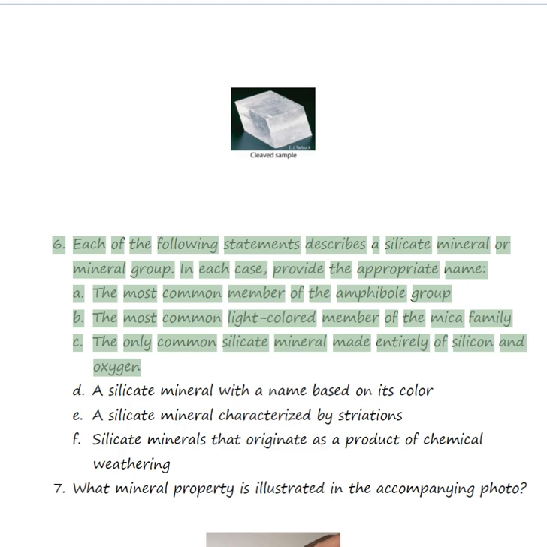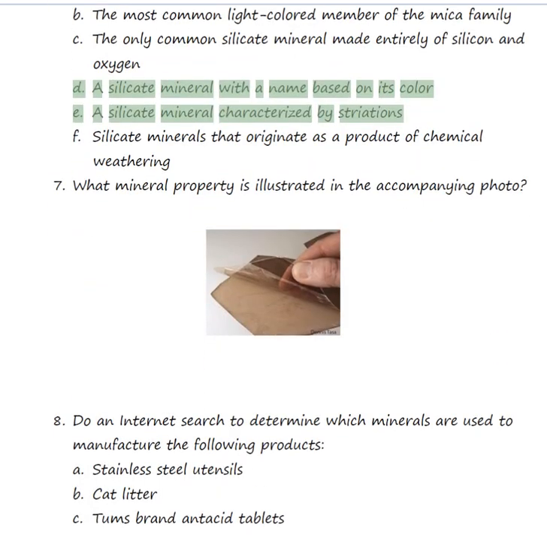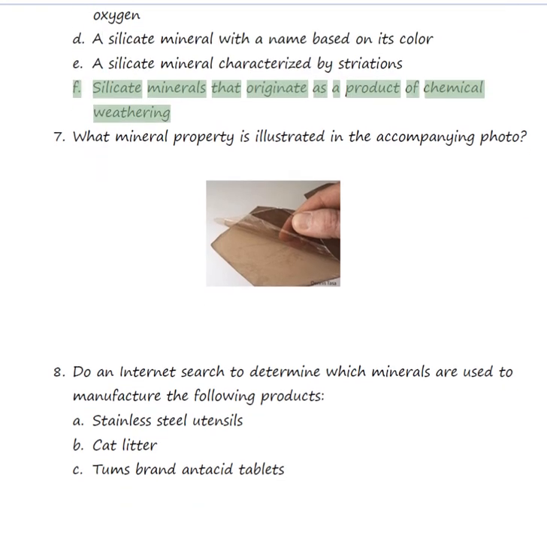6. Each of the following statements describes a silicate mineral or mineral group. In each case, provide the appropriate name. A. The most common member of the amphibole group. B. The most common light-colored member of the mica family. C. The only common silicate mineral made entirely of silicon and oxygen. D. A silicate mineral with a name based on its color. E. A silicate mineral characterized by striations. F. Silicate minerals that originate as a product of chemical weathering.